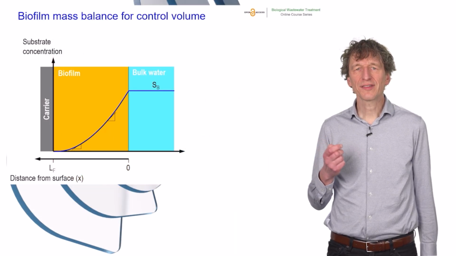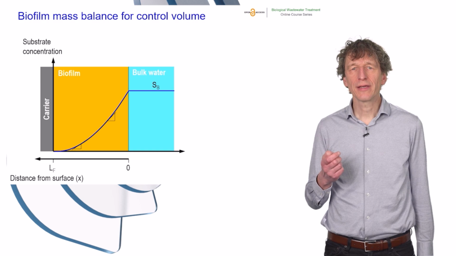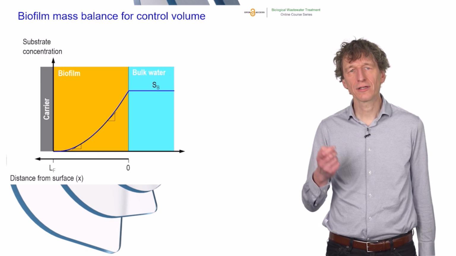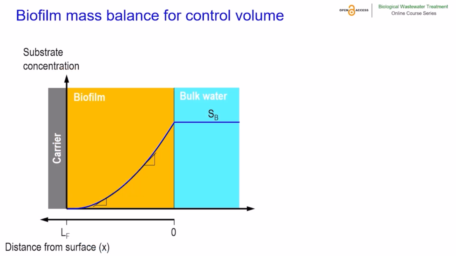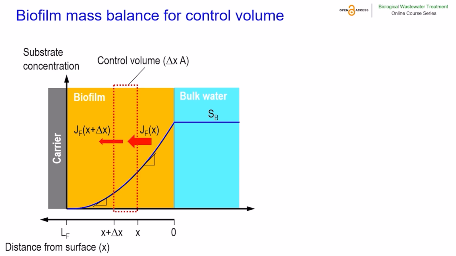In the previous slide, we discussed how to make use of Fick's first law to calculate fluxes. Now we go one step further. We look at the substrate flux at location x and at location x plus delta x. With this, we define a control volume and we do mass balance for this control volume.